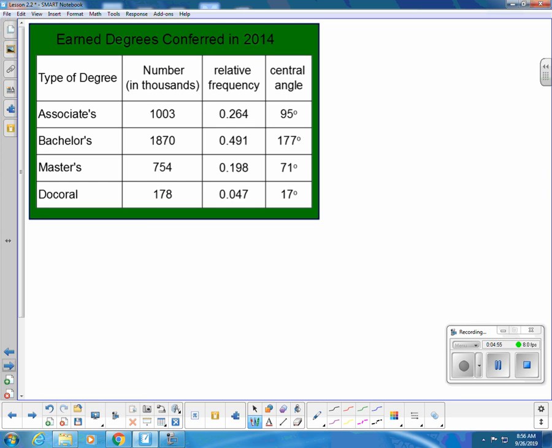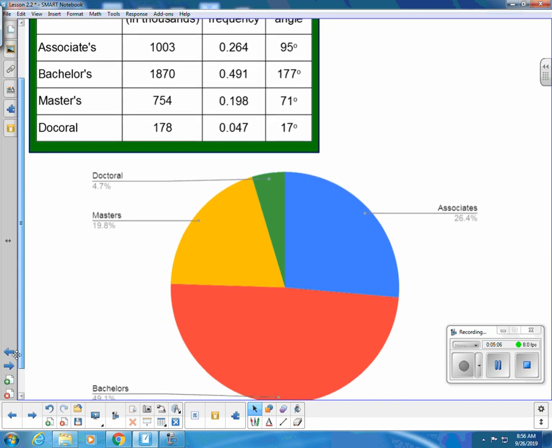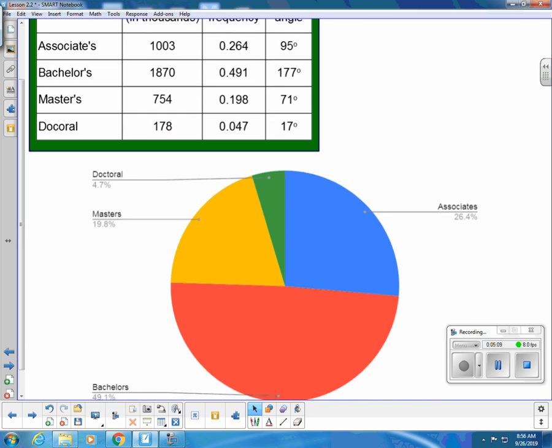Then you would get your protractor out, draw a circle, and use your protractor to get your angles. This is what this pie chart would look like. And that's something you just need to practice with the tools. Okay, so you can see very quickly almost half got a bachelor's degree. A small section got a doctorate's degree. And associates and masters are pretty much the same. Associates being a little bit bigger, but they're splitting the other ones.